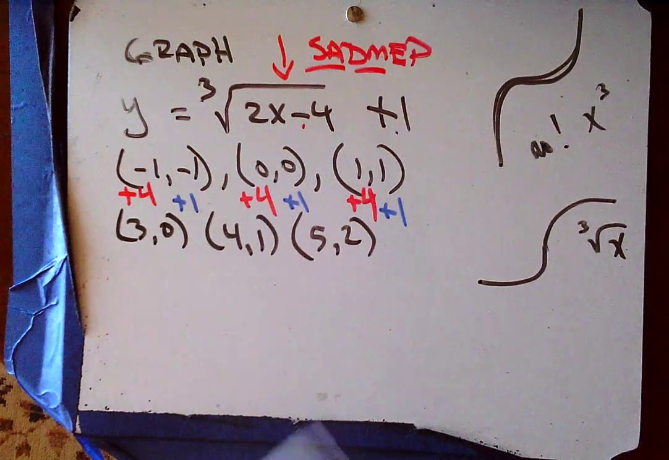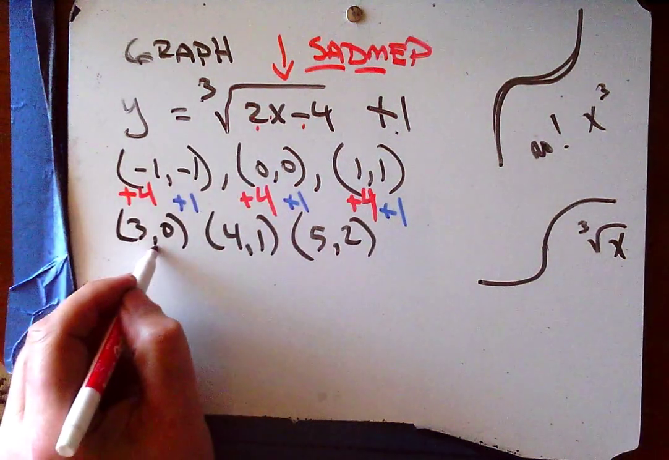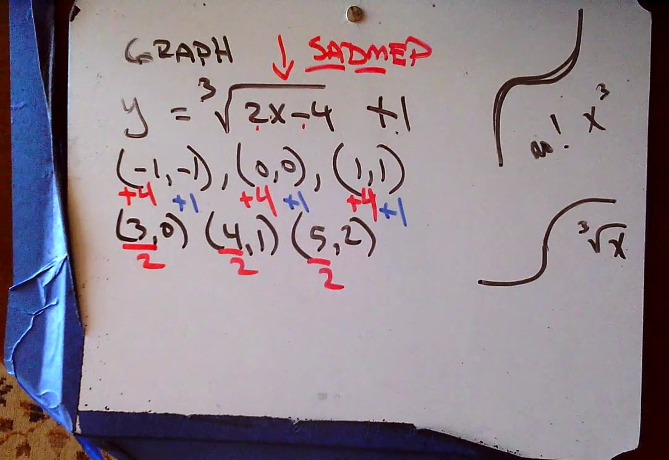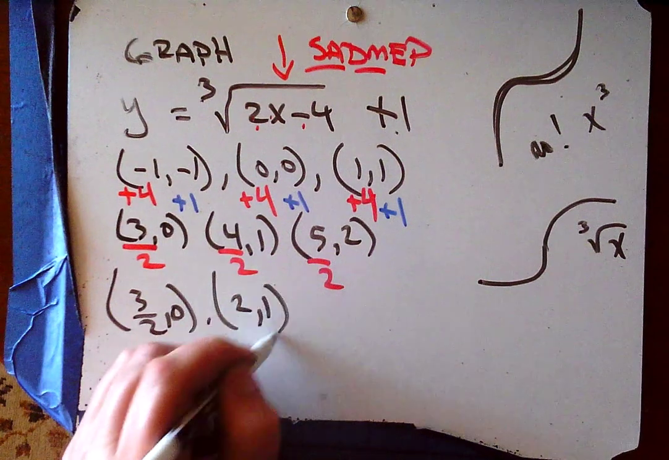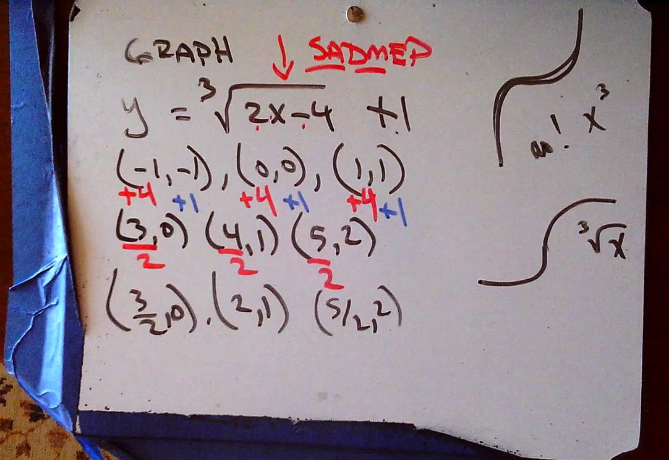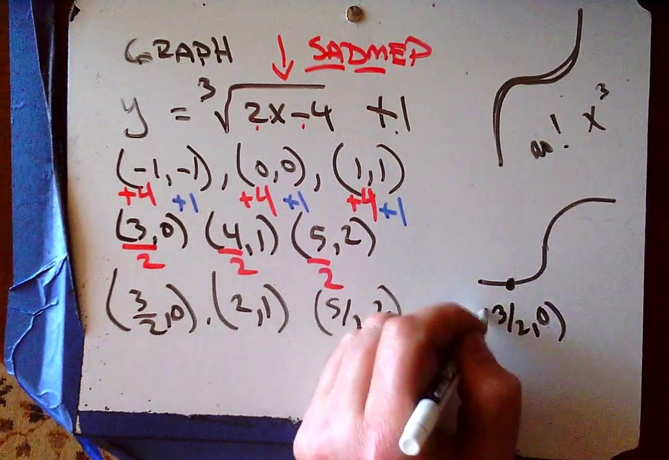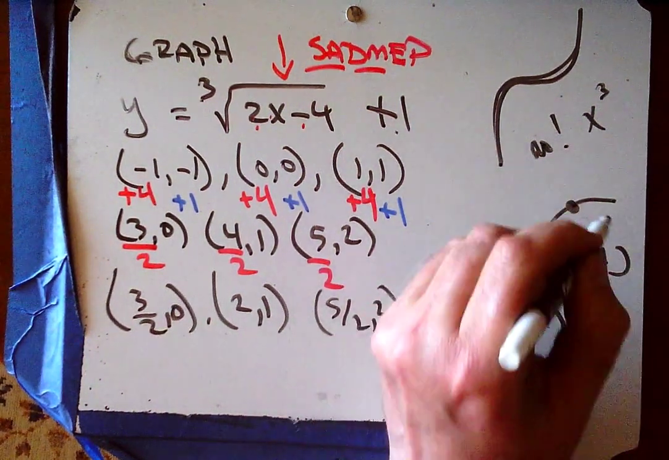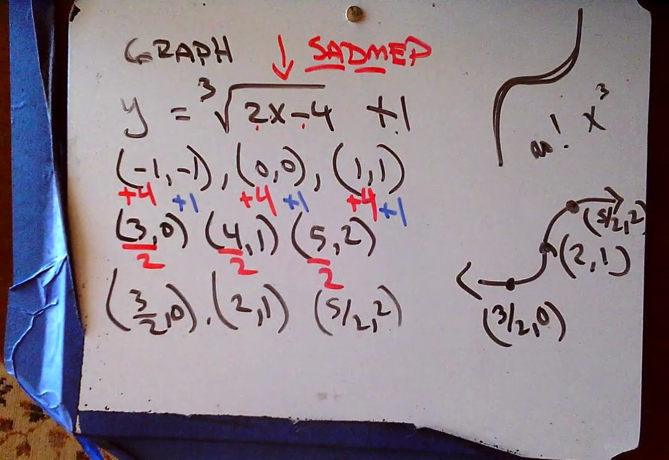And then I have to go back and do this last x transformation. I see multiply by 2. That means I need to divide all the x's by 2. So my final points are going to be (3/2, 0), (2, 1), and (5/2, 2). So I'm going to have (3/2, 0), I'm going to have (2, 1), and I'm going to have (5/2, 2). And there's our cube root graph.